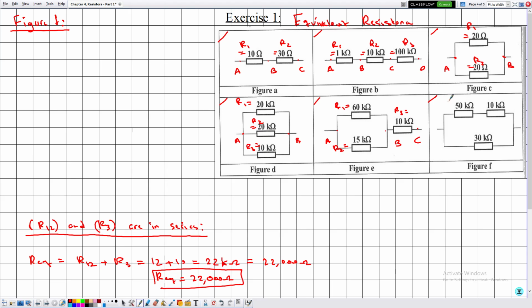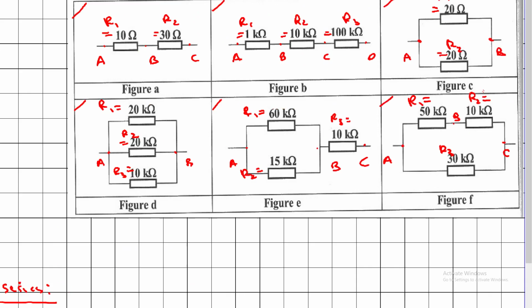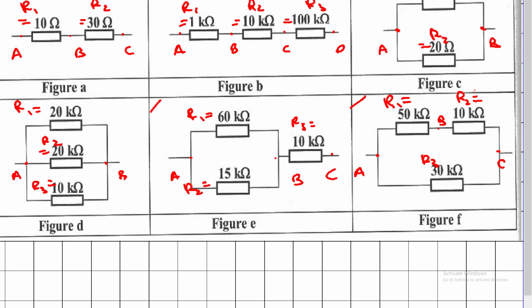Then in figure F, let me label the following resistors. This is R1, this is R2, and this is R3. Let me say that this is the point A, this is the point B, and this is the point C. Now regarding the groupings, we cannot say that R1 and R3 are in parallel because the terminal B is not connected to C. Similarly, we cannot say that R2 and R3 are in parallel because point B and A are disconnected, they are not joined together. So in order to start, first we need to consider that R1 and R2 are in series.